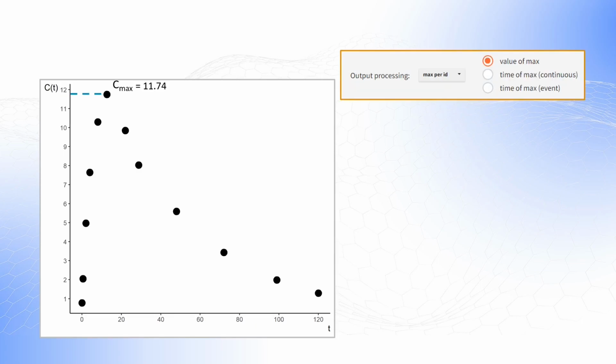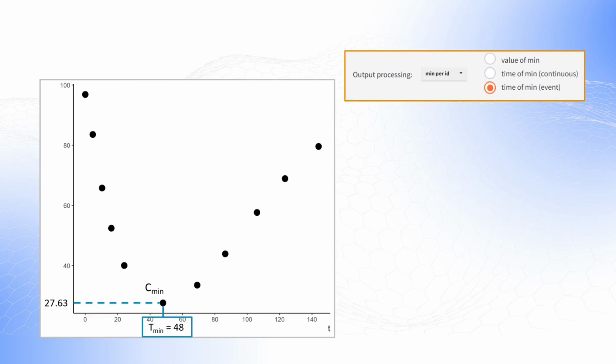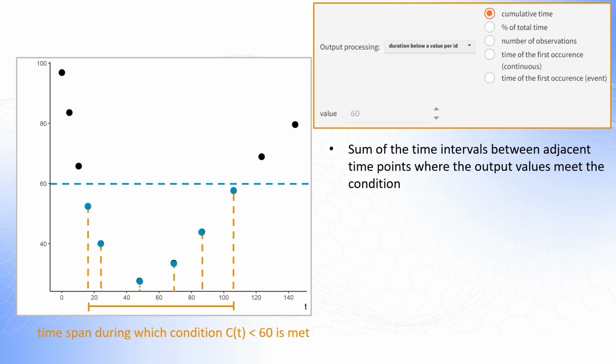With the option max per ID, the max value or the time of the max value can be determined. The time can be defined as a continuous value or as an event, which will impact the way it is represented in the results. The same applies to the option min per ID. With the selection duration below a value per ID, different options are available. Choosing cumulative time, the sum of the time intervals during which the output values meet a condition, is calculated.